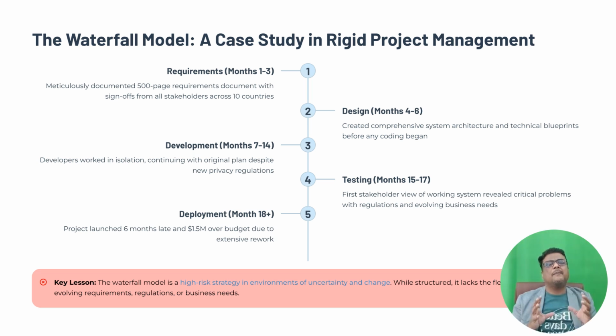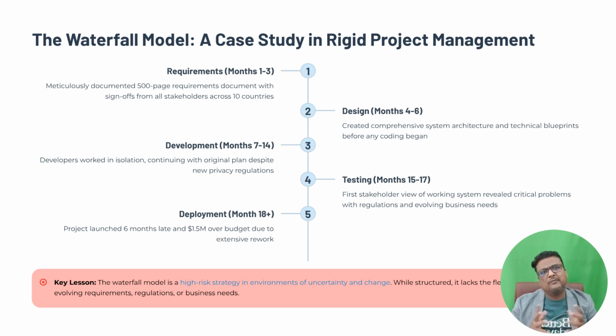Senior leadership has mandated a fixed 18-month timeline and a $5 million budget. Because the project involves sensitive employee data and complex regulatory compliance, the leadership team insists on a highly structured, sequential approach. The project manager, Sarah, is instructed to use the traditional waterfall methodology.